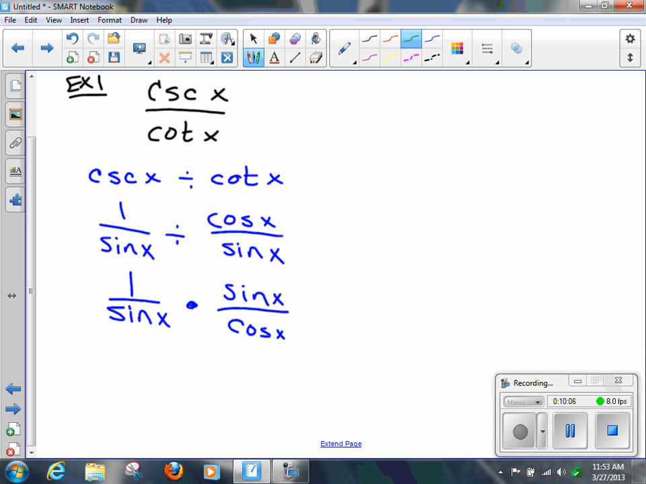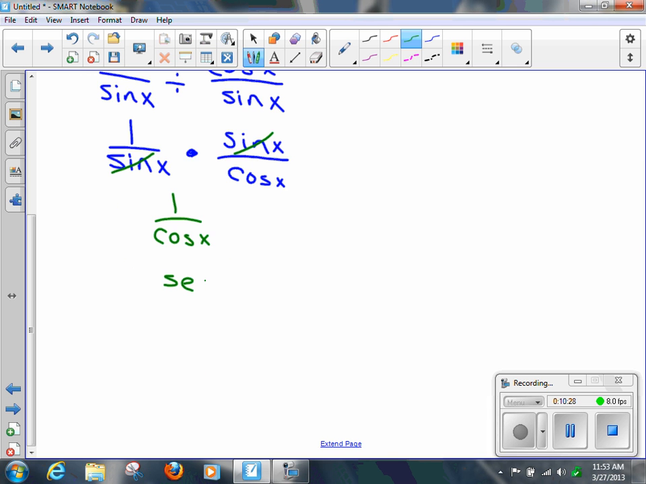We ain't flopping nothing. Then what's going to happen? Then my signs cancel out. And see how I set it up? I set this in motion so that I could do this. Now what am I left with? 1 over cosine, and then I can write that in a better way. How can I rewrite that? Secant x. And it's not just secant, it's secant x. Okay? What do you think about that?